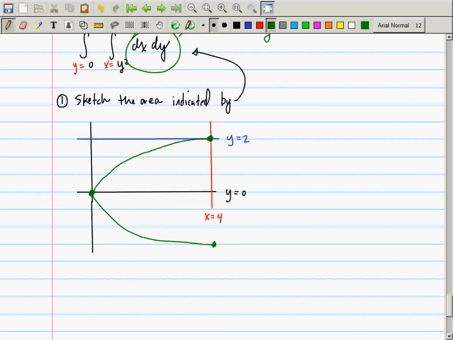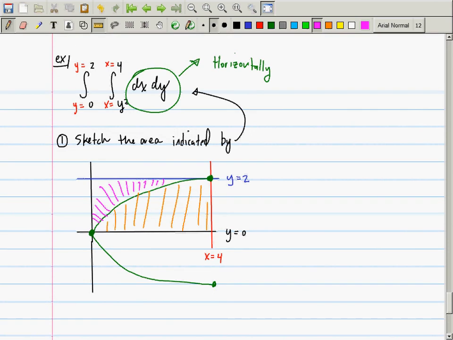Now, in my experience, students give me about 50-50 at this point in the class. They'll say, I think it's this area. And then the other 50% will say, well, I think it's this area. So let's try and figure out which one it should be. We're doing horizontal rectangles. Where are we supposed to start a horizontal rectangle? Between x is y squared and x is 4.